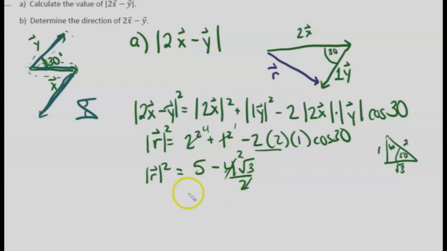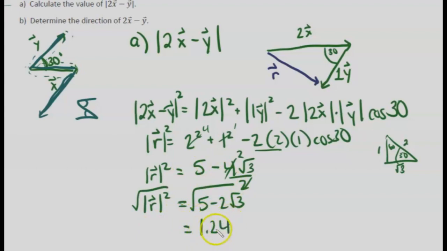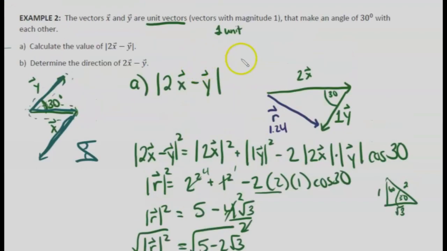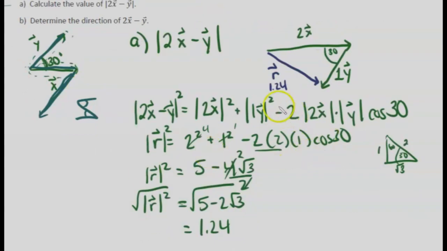2 goes on the top. Okay, so we're going to have 5 minus 2 root 3, and that's going to equal the magnitude of vector r squared. So we can definitely root both sides. What that's going to equal is 1.24. So the magnitude here is 1.24. Okay, and if you go up to the original, there's no units, so 1.24 units is just fine.